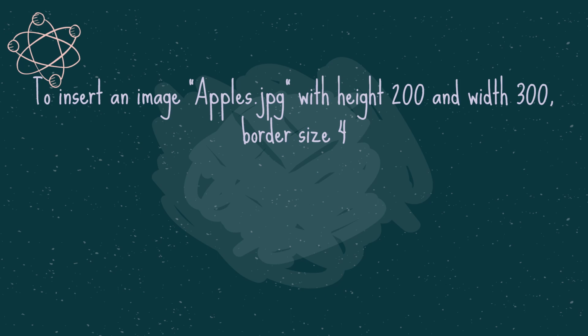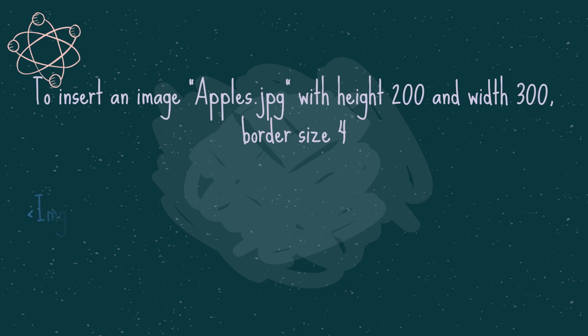Next is to insert an image apples.jpg with height 200 and width 300, border size 4. Here we are using many attributes of the img tag. For inserting an image, we will use the img tag. Then for specifying the name of the file that should be inserted, we will use the src attribute, and for specifying the height and width, we will use the height and width attributes, and for border size in 4 pixels, we will use the border attribute.